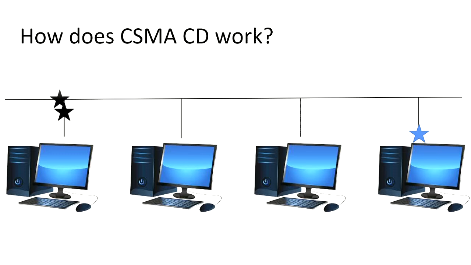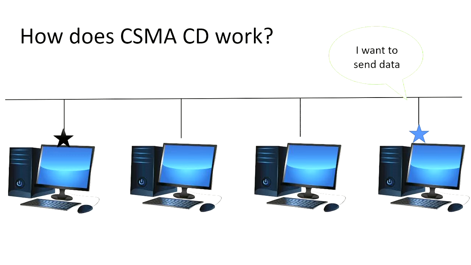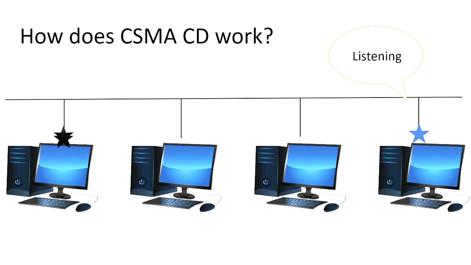Now let's imagine that a computer is sending data on this bus, and we have another computer that wants to send data. What it's going to do is listen to the network and see if there's some data being sent. Since it can hear traffic, it is not going to send data and it's going to wait for a while. Once it thinks the network is clear, since it cannot hear any traffic anymore, it will send the signal and then it will listen for collisions. If there are no collisions, it's going to say operation successful.